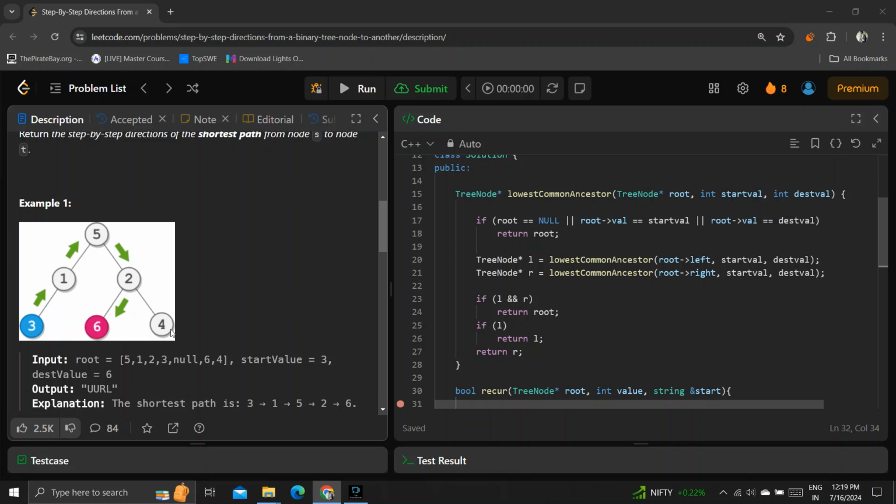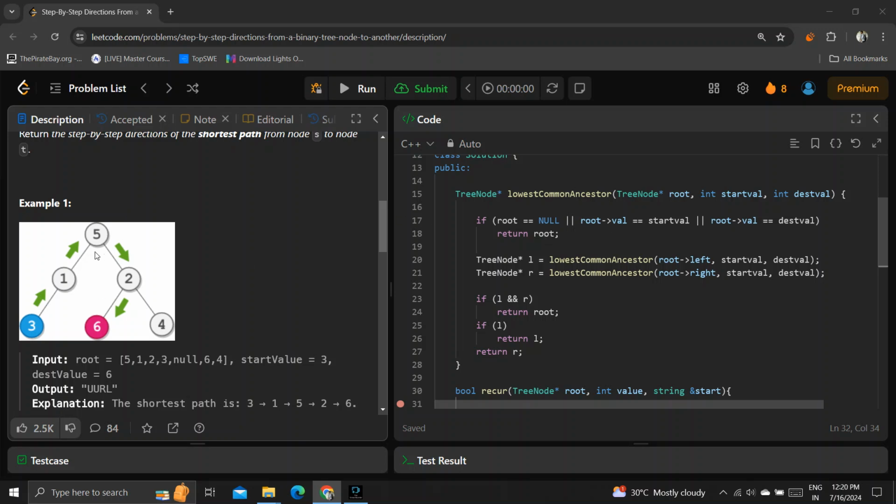Then what would be our LCA? 2, right? And suppose the problem is that we have to find 2. We are given the start value 2 and destination value 6, right? Only this tree I'm talking about. What would be the LCA of this? It will be 2 only, right? So I will get to the point of what I'm going to say.